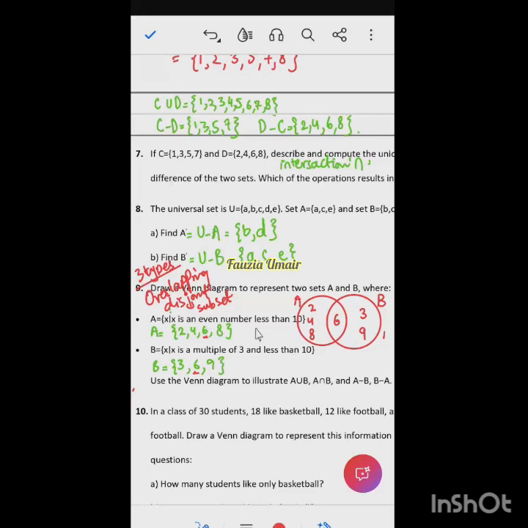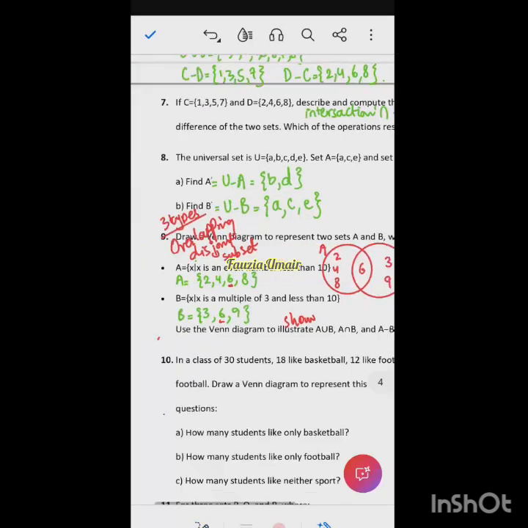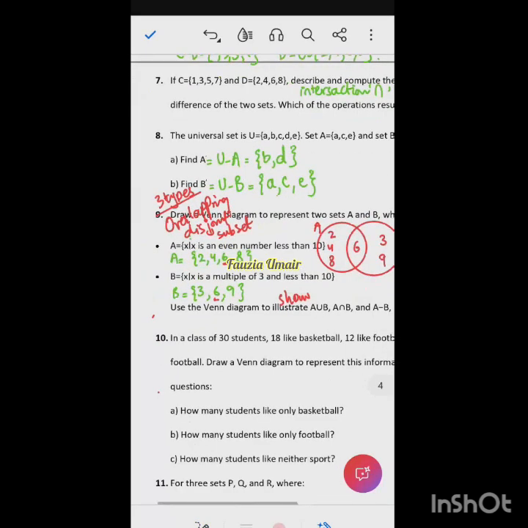The next part is: use Venn diagrams to illustrate. Illustrate means to show. Use Venn diagrams to show A union B, A intersection B, A minus B and B minus A. For the sake of this question, the time is actually finished, so we can solve this question tomorrow. Question number 9's last part and questions 10 and 11, we can do tomorrow because this is all about Venn diagrams. Let's discuss how we can show different operations using Venn diagrams.